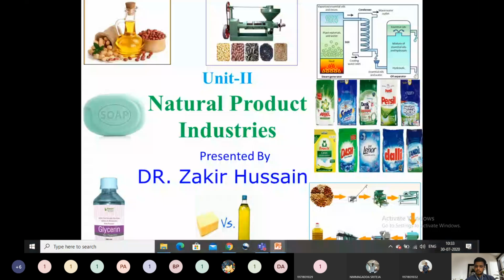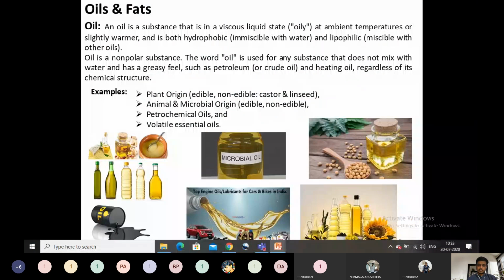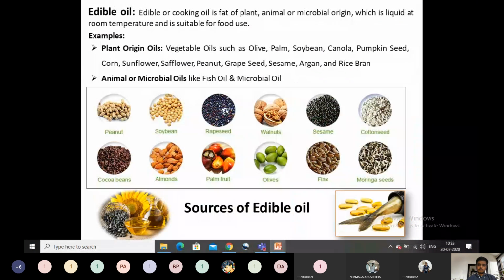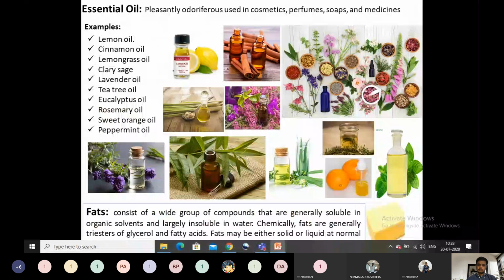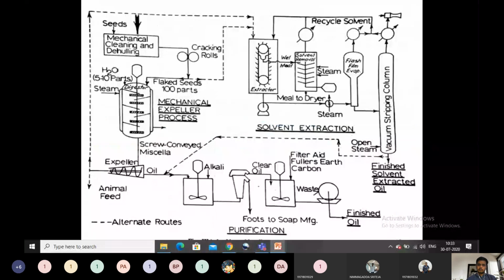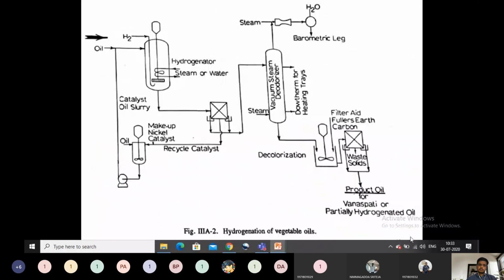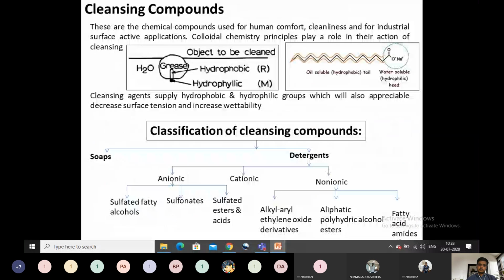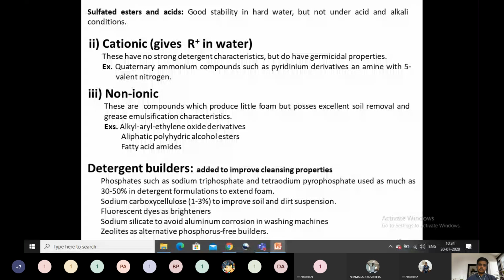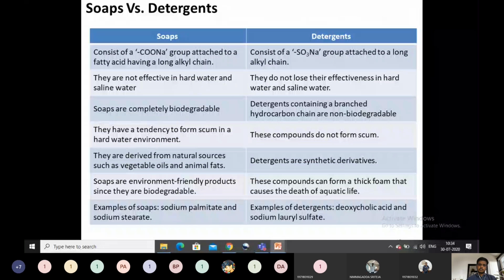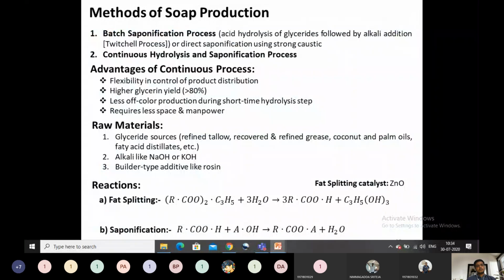Okay, we are in second unit. So far, we covered up to cleansing compounds. We have seen oil and fats. Then we are referring about cleaning compounds. Today we will go for soap manufacturing.